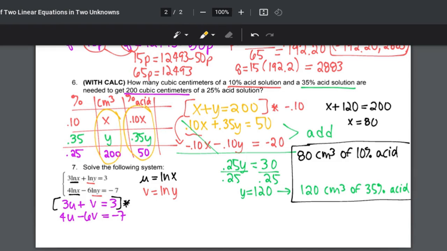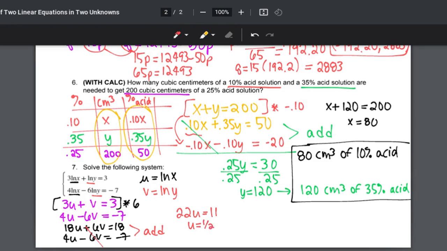All right, so now we're going to multiply the top equation by 6, because that'll get opposites for the v variable. So we'll have 18u plus 6v equals 18. And then the bottom equation we're not changing, 4u minus 6v equals negative 7. And then we just need to add. So if we add the two equations together, we get 22u. The v's cancel because 6v and negative 6v are opposites. And then that equals 11. And if I divide both sides by 22, I get 1/2.